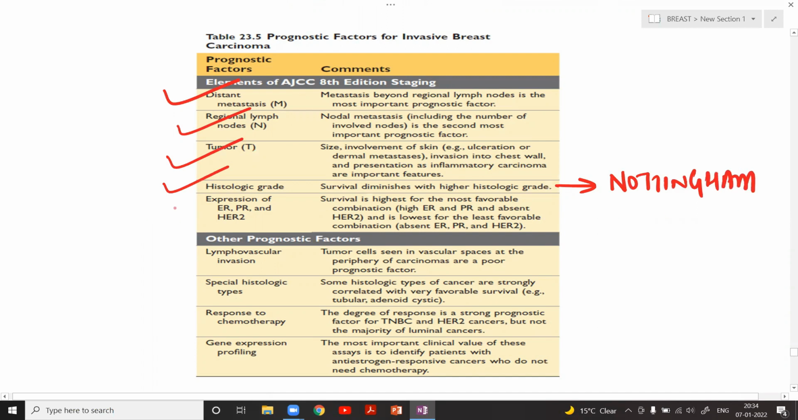Nottingham grading. Expression of ER, PR, HER2, why is it important? The IHC status, yes, I have explained. Other prognostic factors like LVI we have discussed. Special histological types I have discussed. What is the importance? For example, tubular variety, cribriform variety, lobular variety, they have a good prognosis. Response to chemotherapy, as I told you just now, and gene expression profiling, yesterday only we discussed.